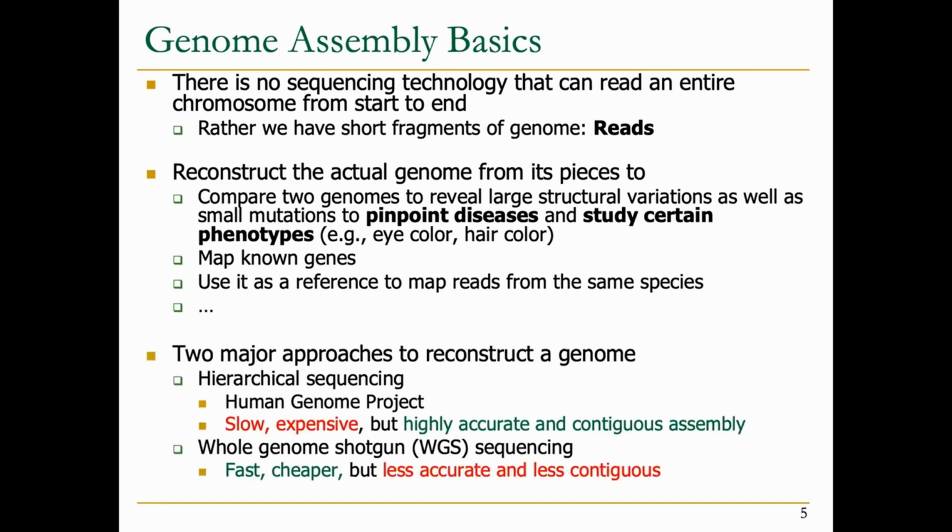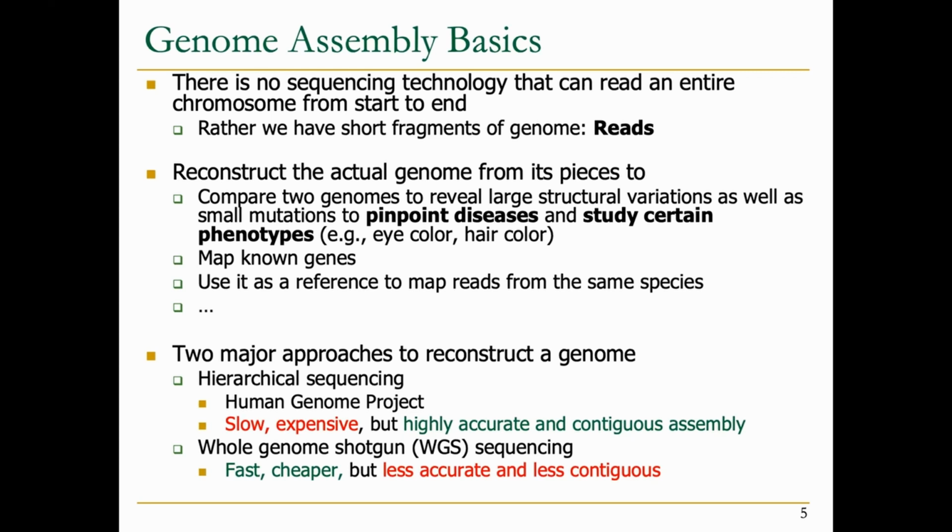There are usually two major approaches to reconstruct a genome, which starts with sequencing, of course. In sequencing, we know that there are mainly two approaches. First is hierarchical sequencing, which was used in the Human Genome Project, started in the 1990s and completed in the early 2000s, which cost approximately $3 billion to generate a human reference genome. And we know that it's very slow and very expensive, but it's a really highly accurate and contiguous process to generate the sequence of a genome.